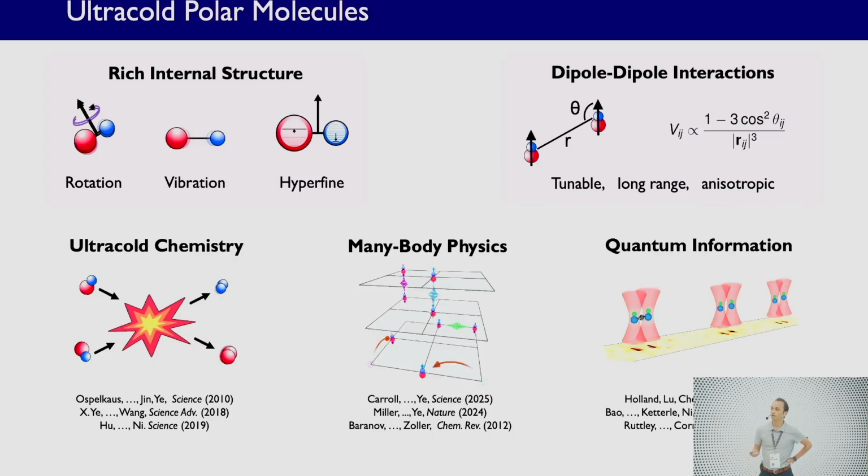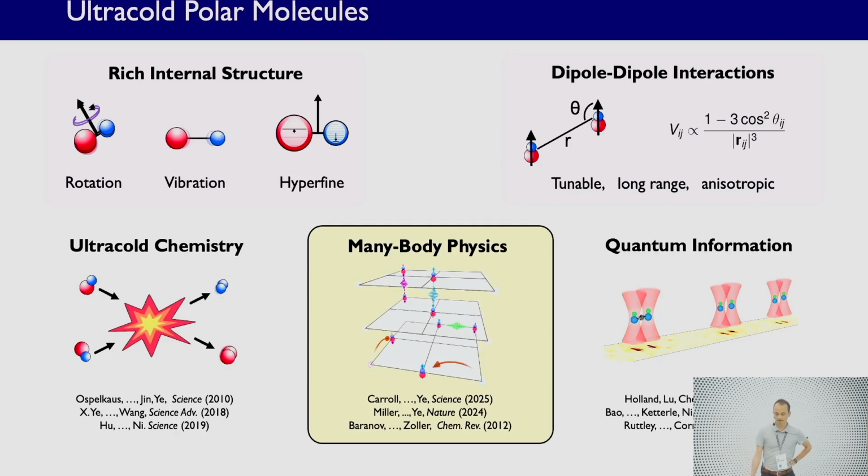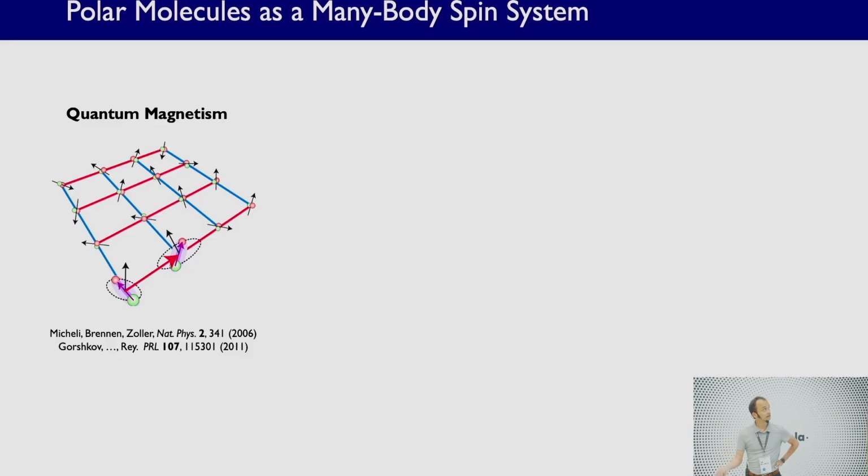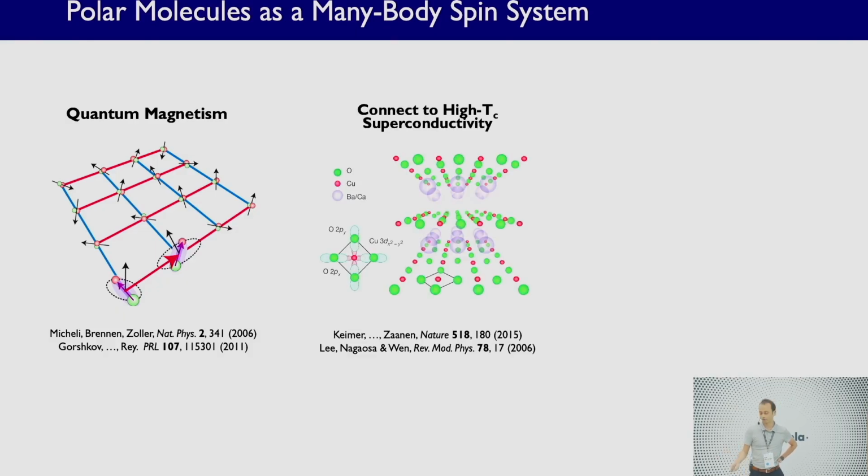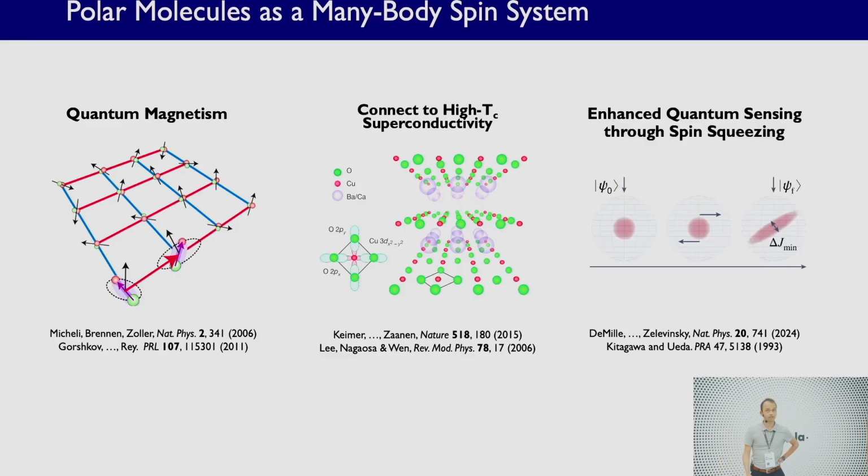But I will be focusing on the many-body physics side of things, and particularly these quantum magnetism spin models, which connect to high TC superconductivity and can also be used to generate spin squeezed states. So how do we create those systems in the lab?